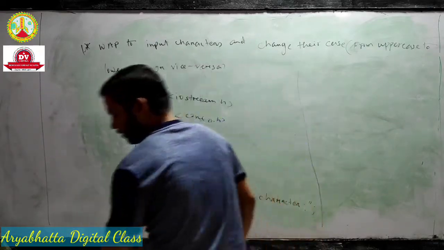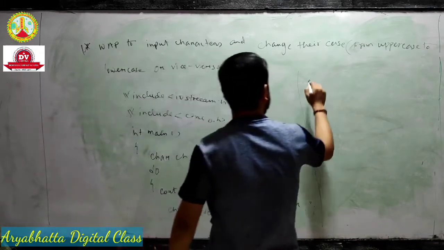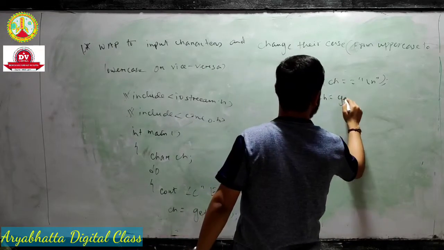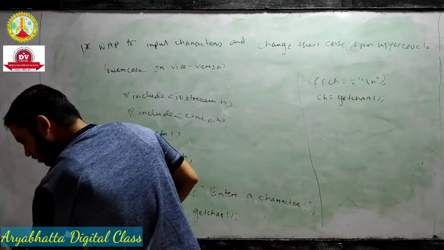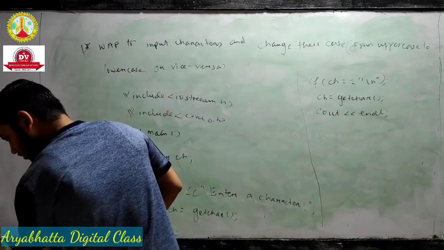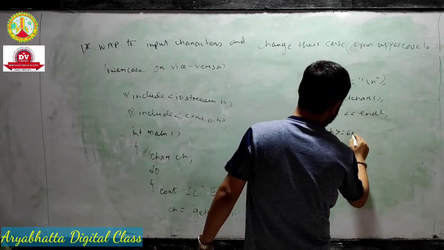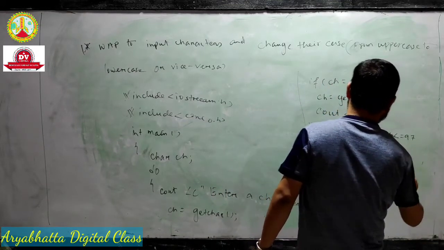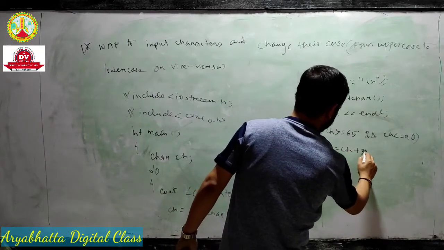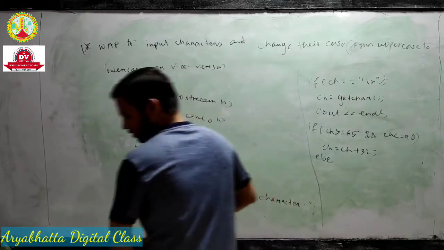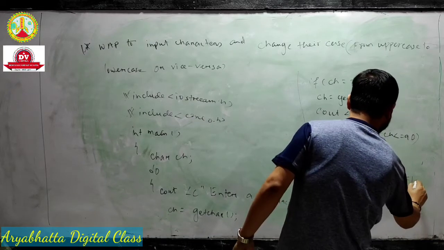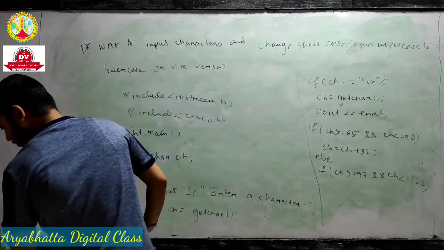getch, and if character is between 65 and 90, this condition, then character is equal to character plus 32, else 122. Okay, 122.